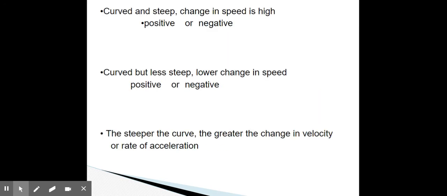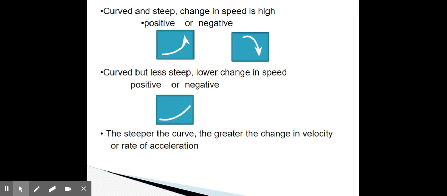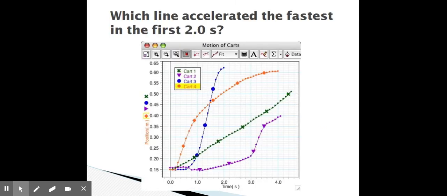All right, so what happens when you have a curved graph? Because normally you're going to have a curved graph. If it curves up, it means that we're accelerating. If it curves down, it means that we're decelerating. So we can be accelerating and decelerating and not necessarily at a constant speed. Depending on the steepness or the sharpness of the curve will tell us how much we're speeding up or how much we're slowing down.